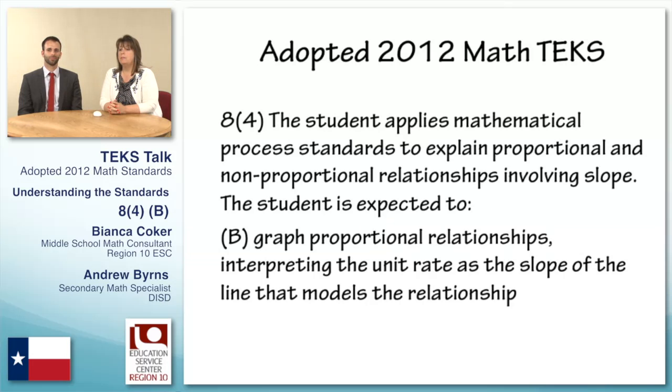8.4b reads, the student applies mathematical process standards to explain proportional and non-proportional relationships involving slope. The student is expected to graph proportional relationships interpreting the unit rate as the slope of the line that models the relationship. Now, Bianca, I'm hearing you say proportional and slope, and whenever I hear slope, that's a huge word in algebra. So is this in the proportionality strand or the algebra strand?